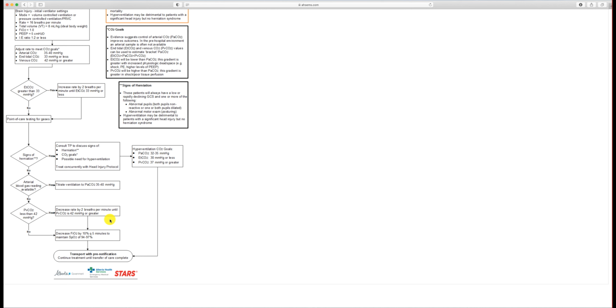I think the only point I have left to emphasize is that CO2 control, again, is just super important in these patients. And also treat concurrently, as you say there, with a head injury protocol, just to ensure that we're doing other things for this patient as well. As with all the respiratory and mechanical ventilation protocols, it'll always say treat concurrently with what's medically going on.